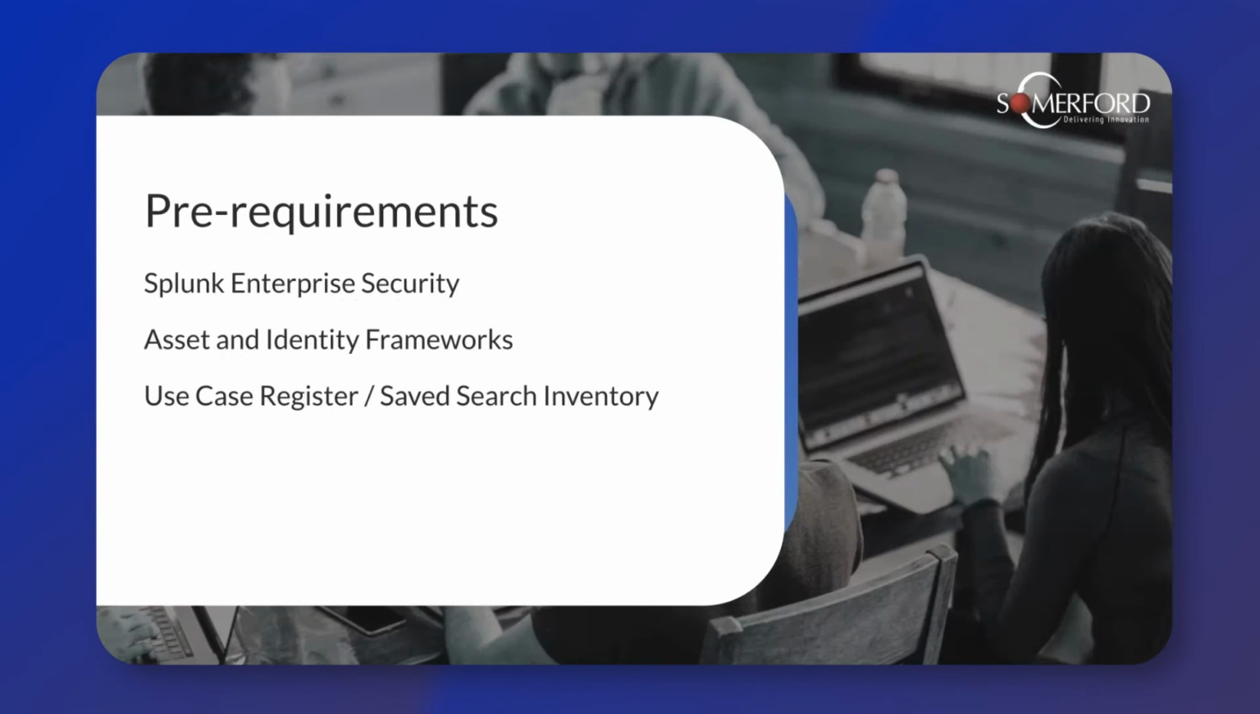So what do we need to actually make RBA work? First off, we need Splunk Enterprise Security. It is not going to work without Splunk Enterprise Security. So if you're just a core Splunk customer, then we might want to think about looking at Splunk Enterprise Security.